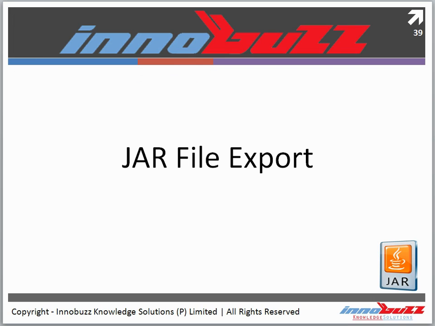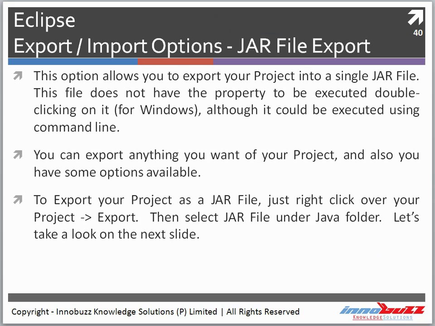Jar file export. One of the most used export options is to export your project into a single jar file. The acronym JAR stands for Java Archive. A jar file can include all the files you want, but the common option is to export everything but the .java files. Once the jar is generated, you can execute this file using the command line and the Java command.